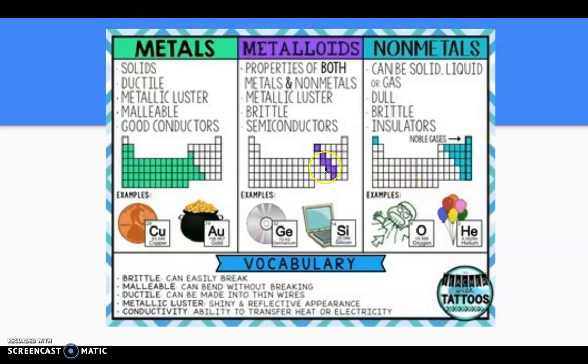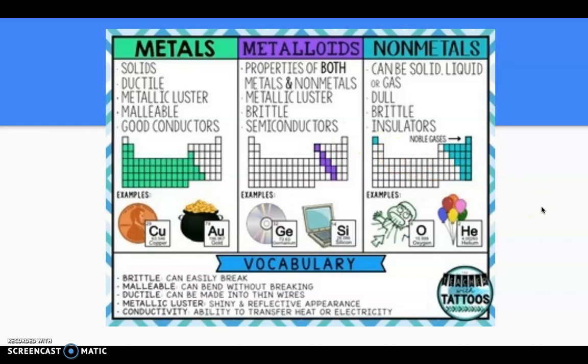Now, the staircase is representative of this group called metalloids. You can think of them as in the middle of metals and nonmetals. They share properties of each of the categories. But the main thing to take away from here is that the staircase divides the group into metals and nonmetals.